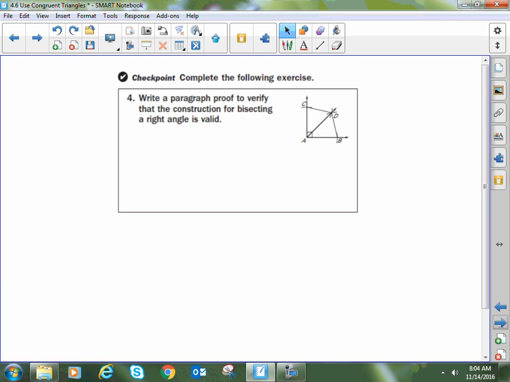All right, so what we're doing is we're bisecting a right angle. See this mark here, it's a little bit of a curve. What I'm doing is showing that this segment and this segment are going to be the same because it's just a radius of a circle.